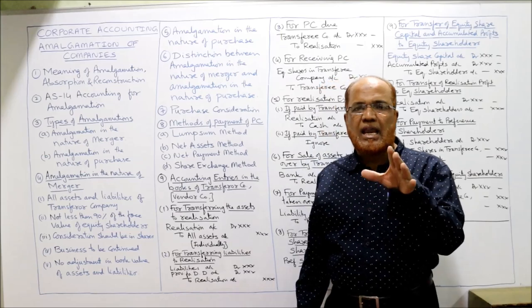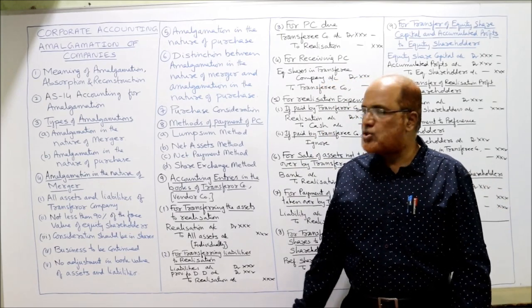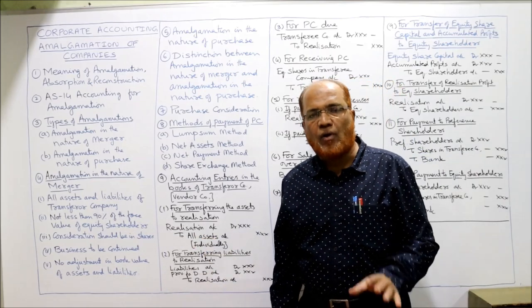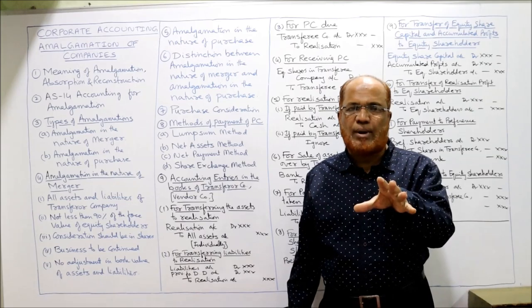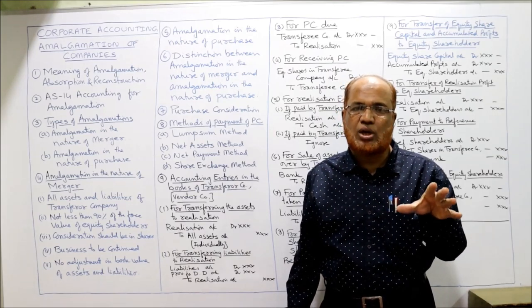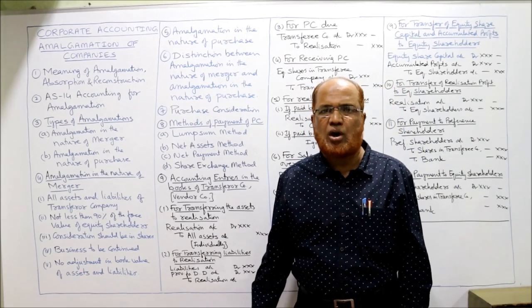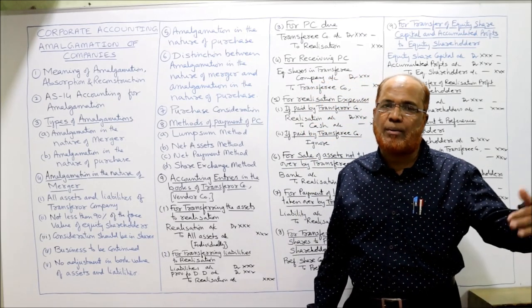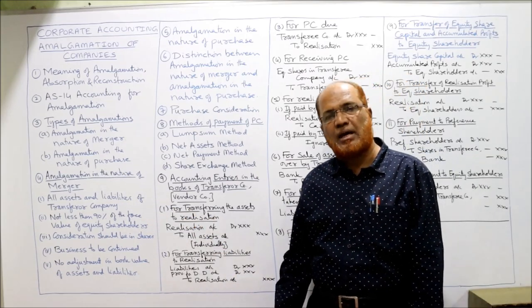When can we say an amalgamation is in the nature of merger? Five conditions are there. If all these five conditions are satisfied, then we can say this amalgamation is in the nature of merger. If any one of the conditions is not satisfied, it is not amalgamation in the nature of merger, it will be amalgamation in the nature of purchase. So what are the conditions? One by one we'll discuss now.